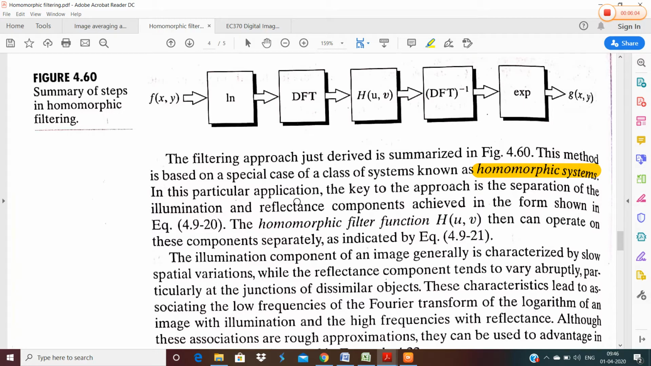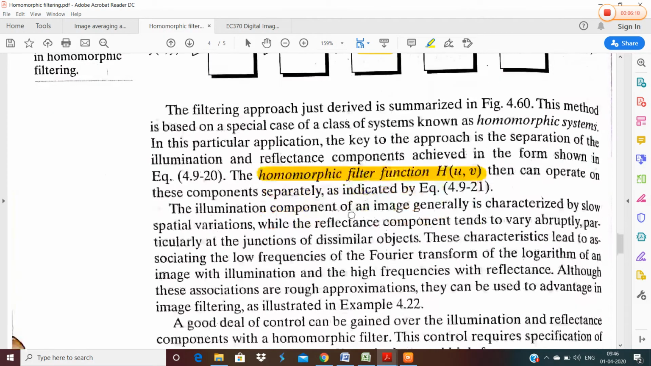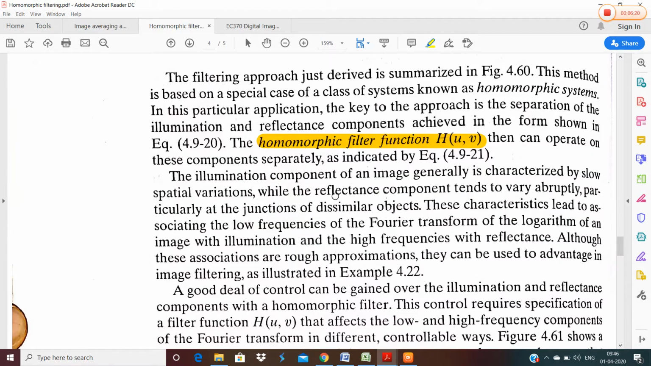And next thing you need to know is what is a filter function. You have explained the procedure. Next, you need to know what is H, or how do we select that filter. In order to select such a filter, you must know one thing: an image is expressed as a product of illumination and reflectance.